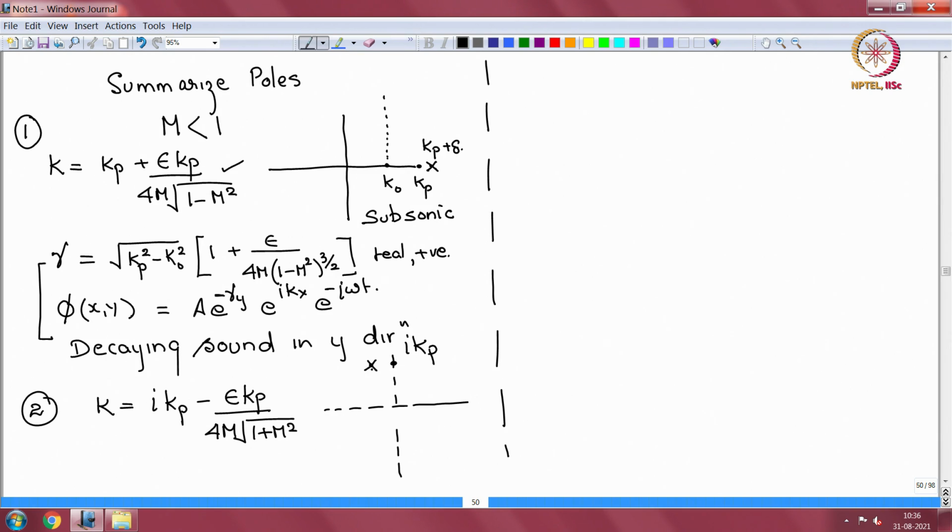The corresponding gamma is equal to minus I square root of kp square plus k0 squared, plus epsilon kp by 4m into 1 plus m squared. Okay, so this is propagating in the y direction but decaying.